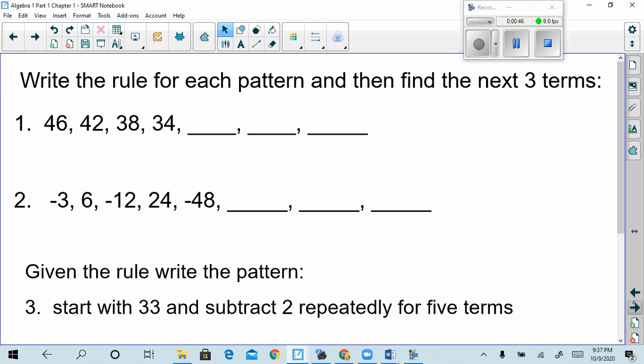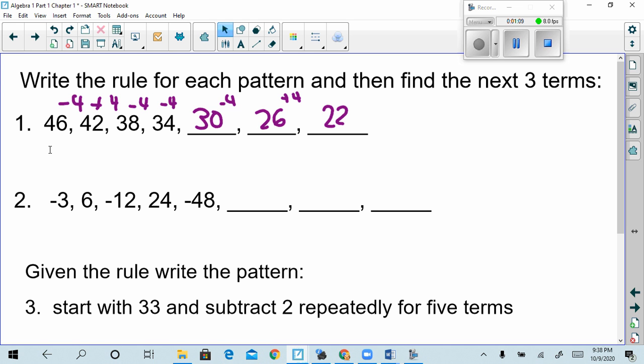So to get from 46 to 42, I am going down in numbers and I will be subtracting 4. I'll continue subtracting 4 and that will give me 30. Subtract 4 will give me 26. Subtract 4 once again, 22.